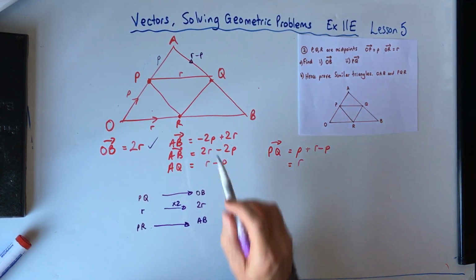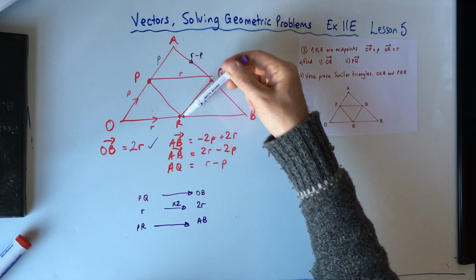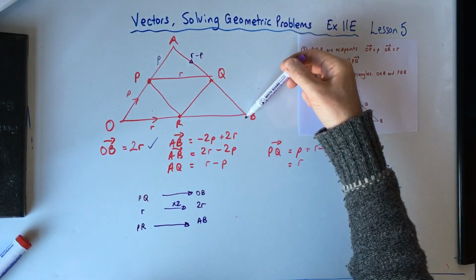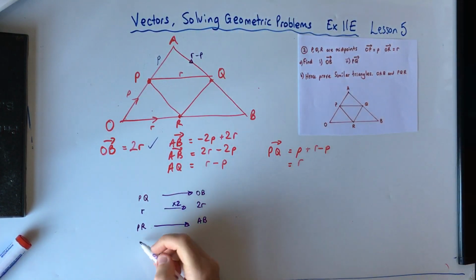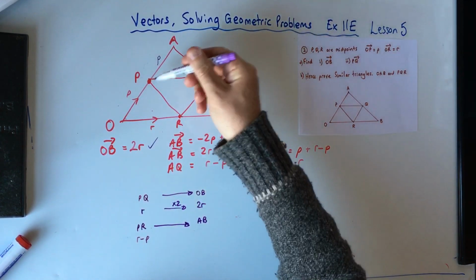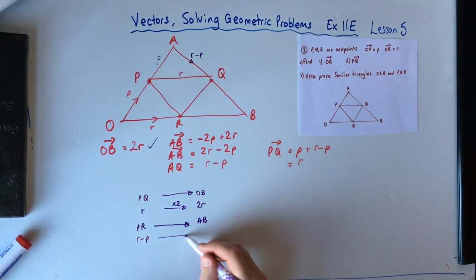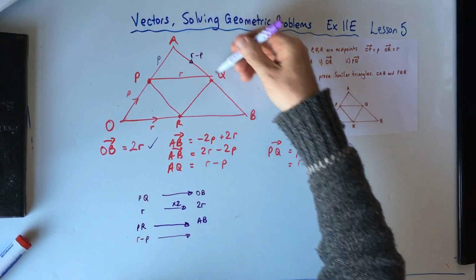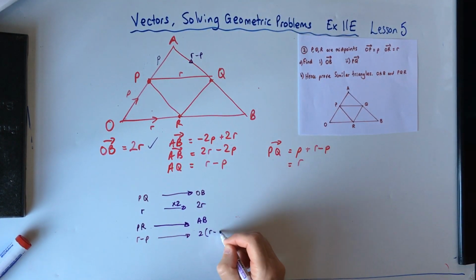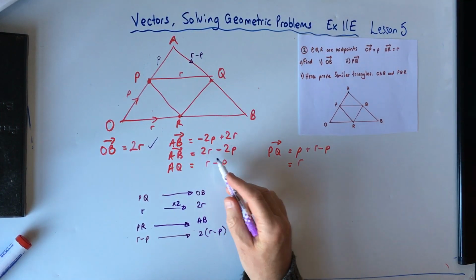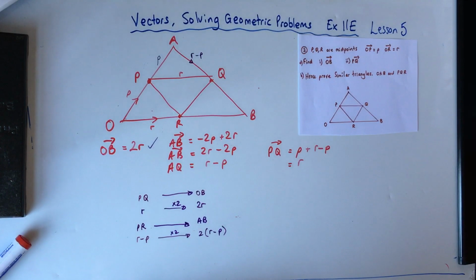Okay, if we compare P to R to A to B, well, P to R is minus P plus R. In other words, R minus P. And this one, A to B, we already did that one, didn't we? Okay, that is 2 lots of that. So it's 2 lots of R minus P, or 2R minus 2P. And you can see that it's just times 2.